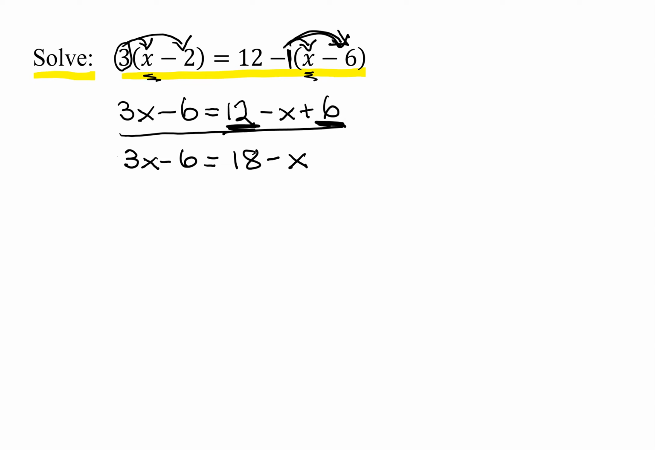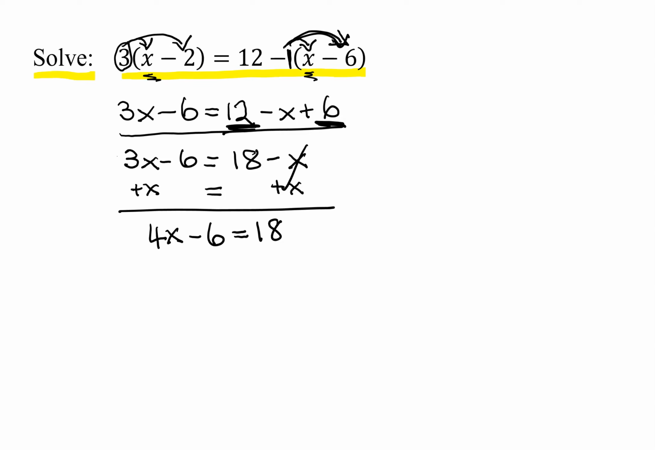Now I'm going to collect all my x's on the left. You can collect them on the right if you want, but I'm going to collect them on the left. So I'm going to add x to both sides. So I get 3x plus x is 4x minus 6 equals 18. Then I have to get rid of the 6, so I'm going to add 6 to both sides. So I get 4x equals 18 plus 6 is 24.